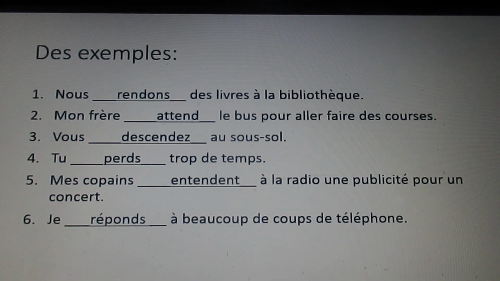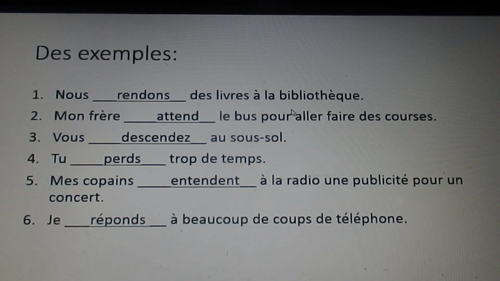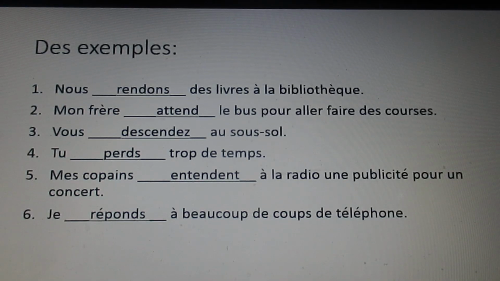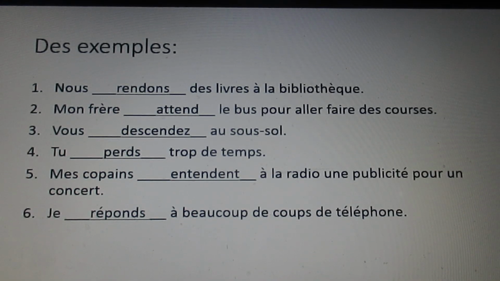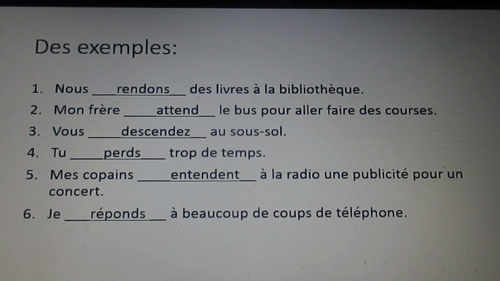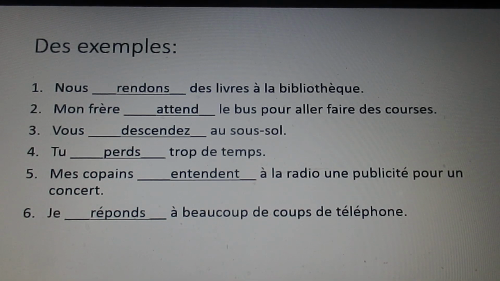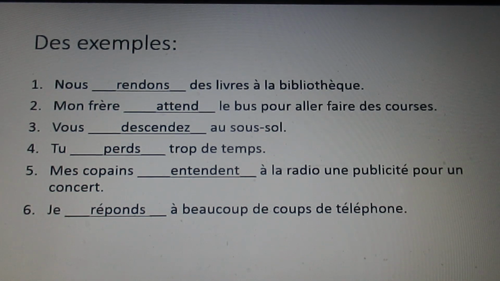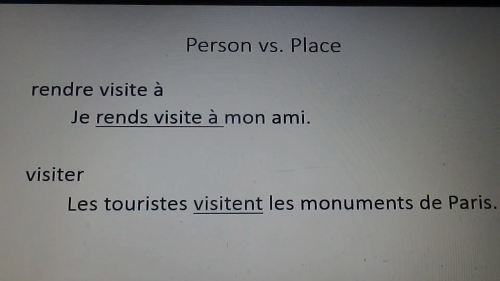So as you can see, they follow a pattern. You take off the RE. If you can remember the pattern S, S, nothing, ONS, EZ, ENT, that will help you to quickly know the endings to these regular verbs, right? This is different than the other verb we are studying, faire, which is irregular.